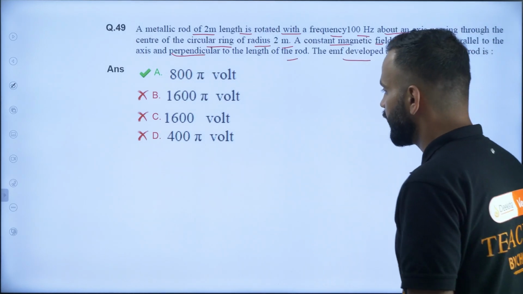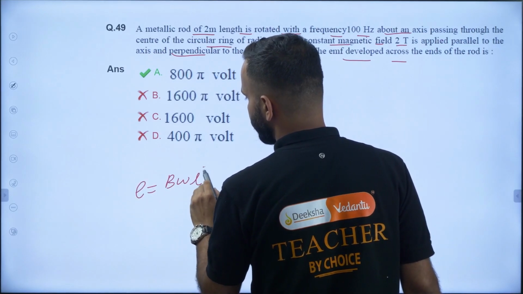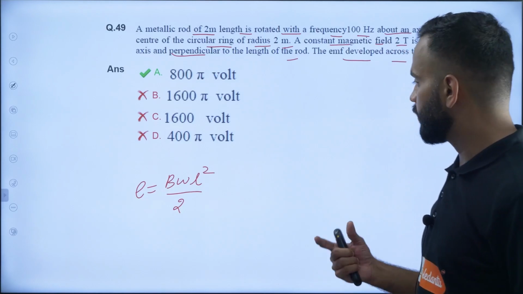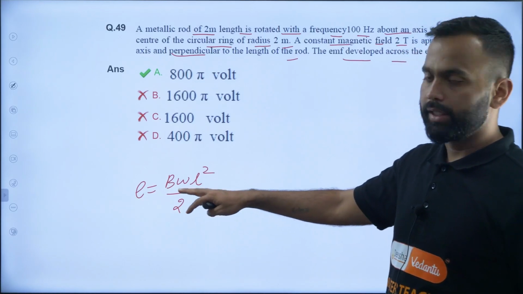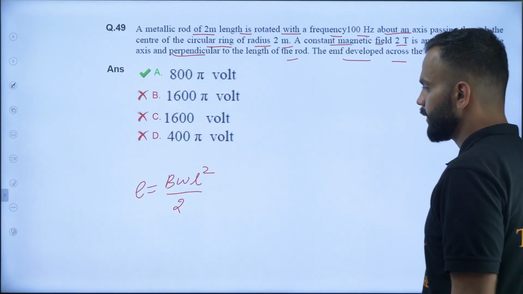The simple one, right? So use this formula here, E equal to B omega L square divided by 2. Motional EMF, right? If a rod is rotating in a magnetic field, then the induced EMF produced is B omega L square divided by 2.